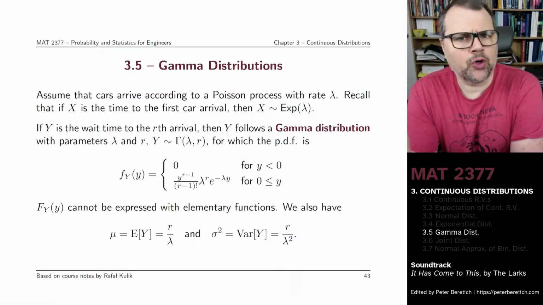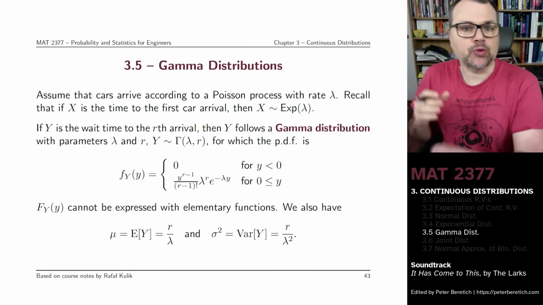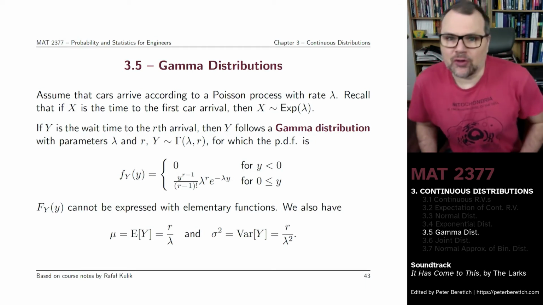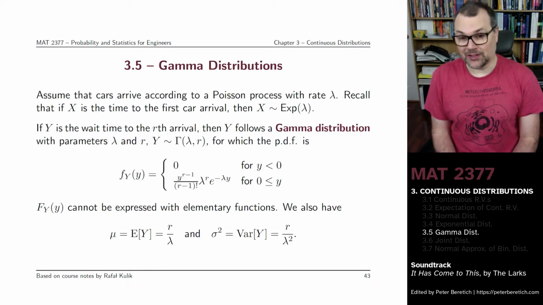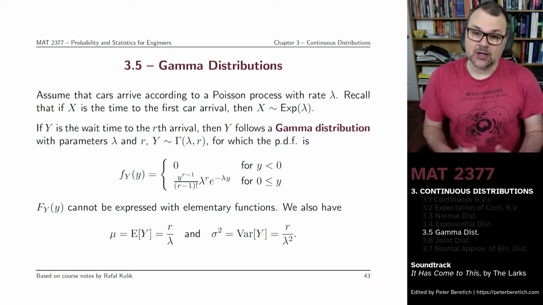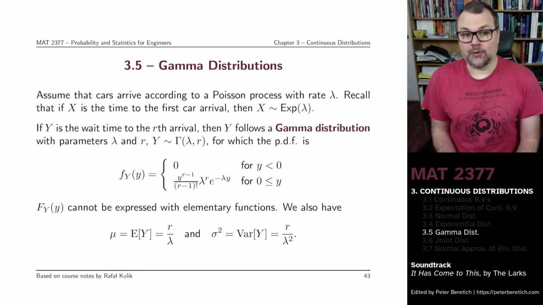There are other continuous distributions of interest, in particular the gamma distribution. Here, instead of waiting for the arrival of one event, as in a Poisson process using the exponential distribution, you might be interested in the amount of time it takes for, well, r events to occur. So the wait time for that is a generalization of the exponential distribution. We call it the gamma distribution.